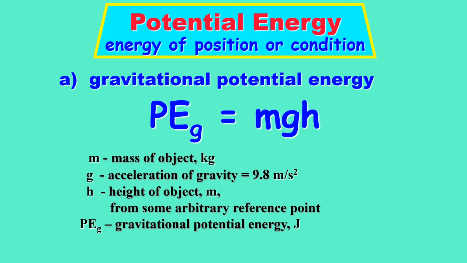The first form is gravitational potential energy. It is written in the form PEg equals mgh, where m is the mass of the object in kilograms, g is acceleration due to gravity, 9.8 meters per second squared, h is the height of the object in meters from some arbitrary reference point, and PEg is the gravitational potential energy. Unit is joules.